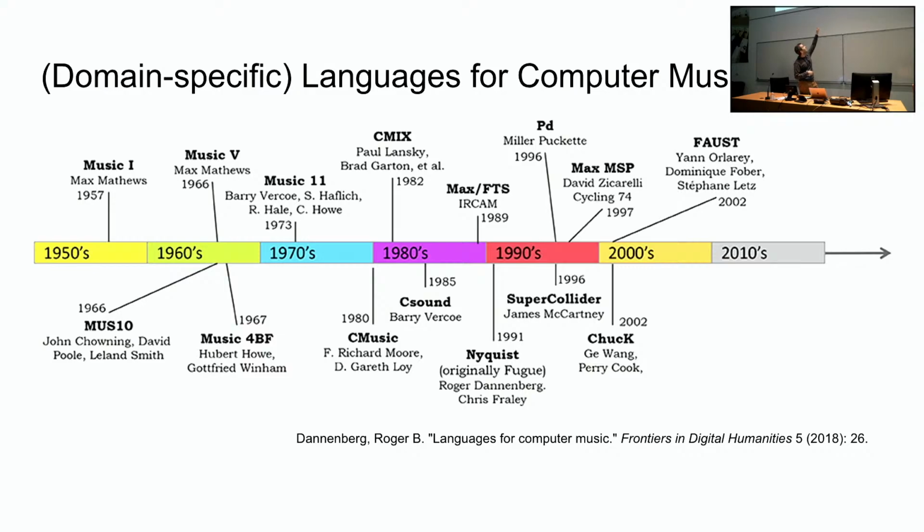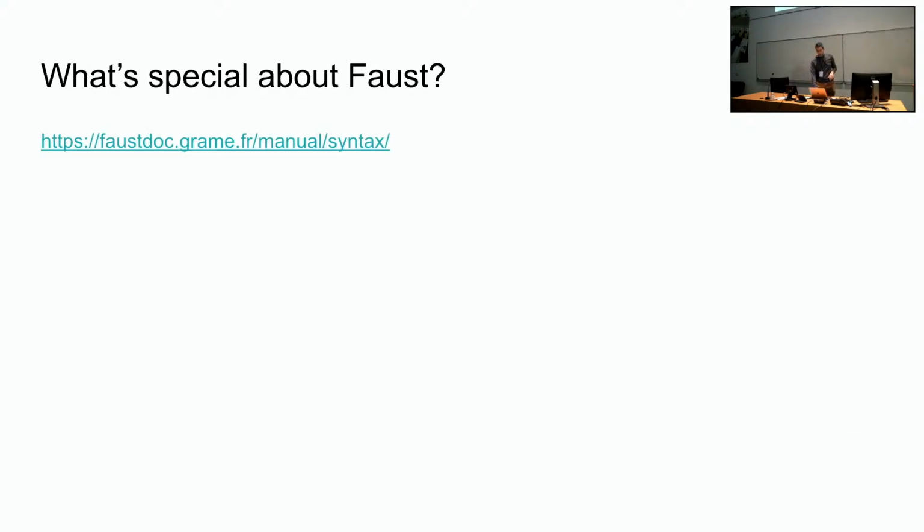We see Chuck, and we see Max MSP, and we see Miller Puckette with PD, and all the languages going back in time. But what makes Faust special? Or here are some more languages in the box on the right that are newer DSLs for music. But what makes Faust special? Well, you can browse the syntax page and get a quick overview of Faust.